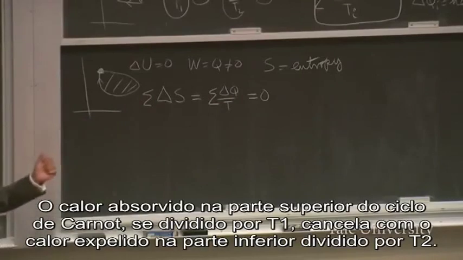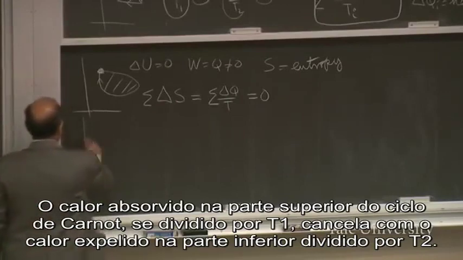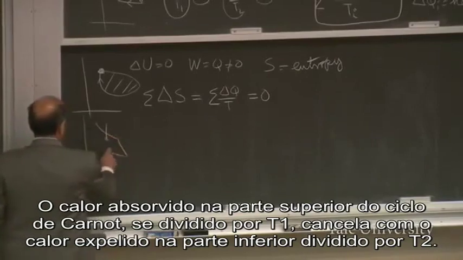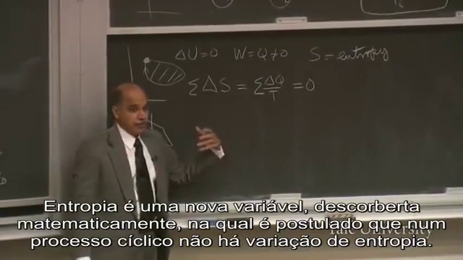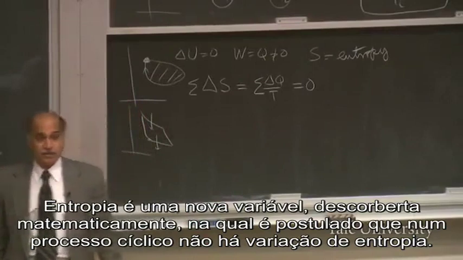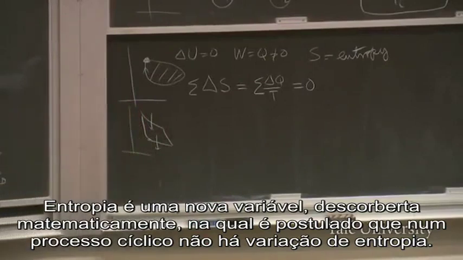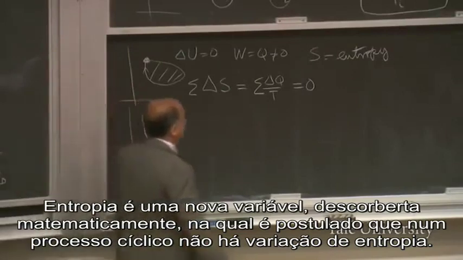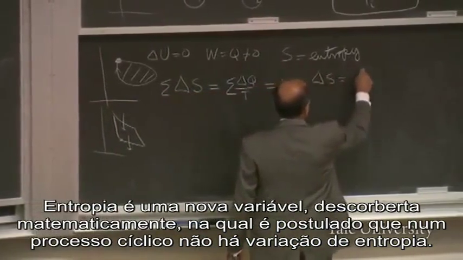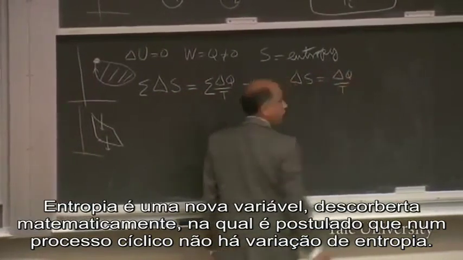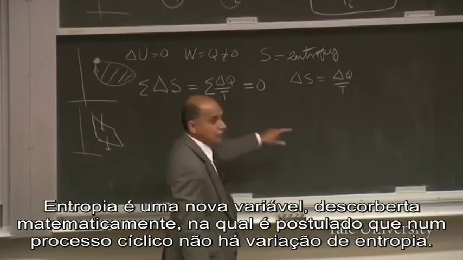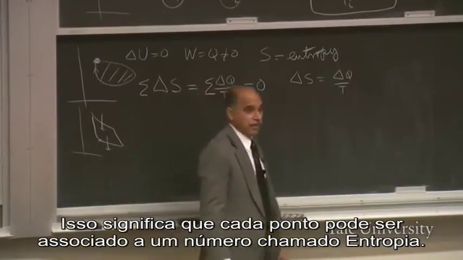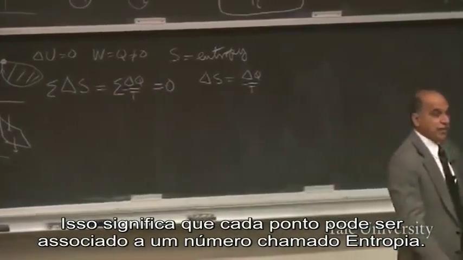But Q1 over T1 precisely balances Q2 over T2. The heat absorbed at higher temperature, if divided by T1 to compute the change in entropy, then in the upper part of the Carnot cycle here and the lower part of the Carnot cycle here, the two cancel as far as the entropy change is concerned. So the entropy is a new variable. It's a mathematically discovered variable. What we find is that if I postulate there's a variable called entropy, the change in which in any process is the heat transfer divided by temperature, then that has the property that when you go around on a loop, you come back to net zero change. That means every point can be associated with a number you can call entropy. Entropy is like a height.